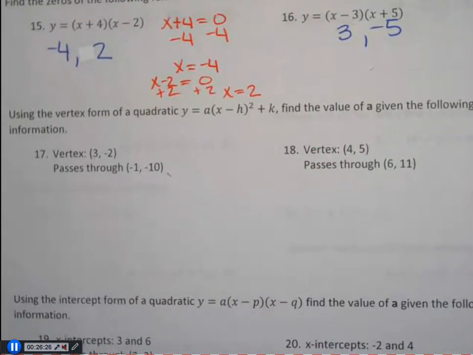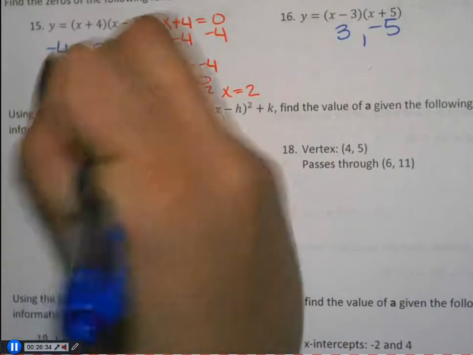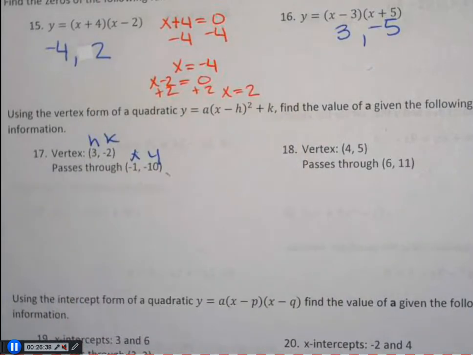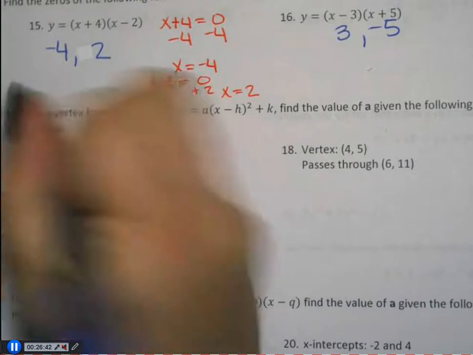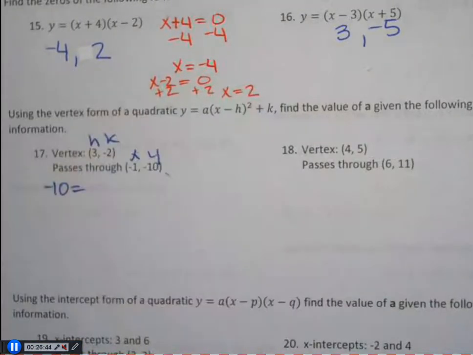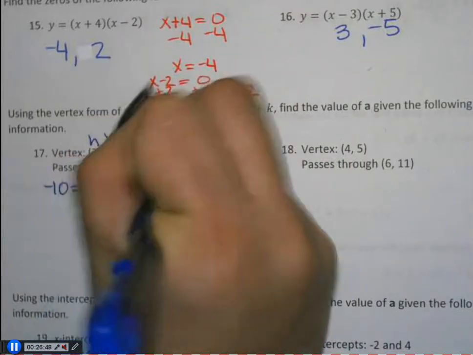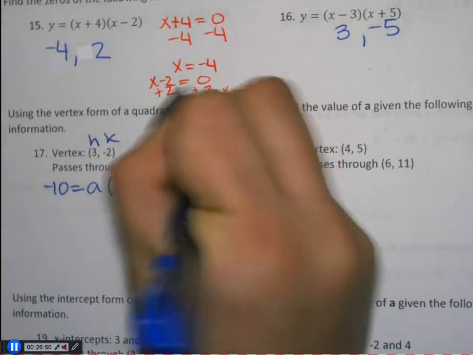Number 17. This one tells me which formula I'm plugging into. I need to find the value of A. So my vertex is always my HK. My passes through is XY. I'm going to plug these 4 into that equation. So I'm going to have -10 equals A, parentheses, -1 minus 3 squared minus 2.